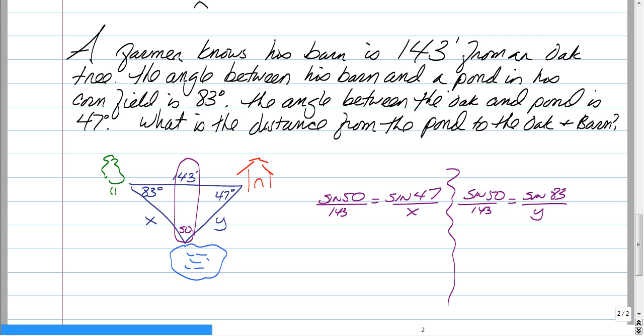So 143 times the sine of 47 divided by the sine of 50 is going to give you that x is equal to 136.5 feet. And 143 times the sine of 83 divided by the sine of 50 is going to tell you that the distance between the barn and the lake is 185.3 feet. Okay, so again, there was nothing to suggest a right angle, so you've got to use the law of sines this time.